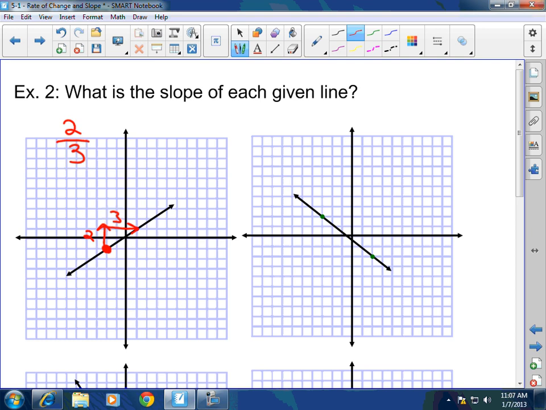Does that make sense? Second way to do it, actually plot the points. This point here is -2, -1, because I have a point right there.